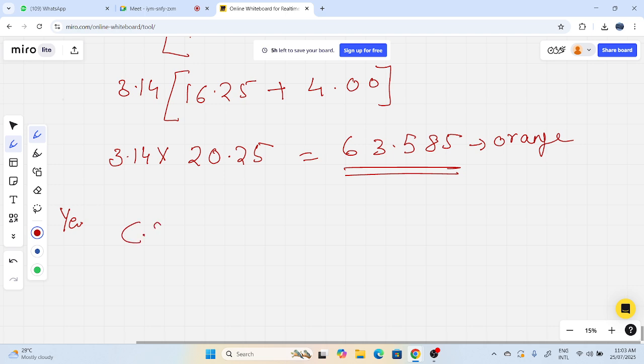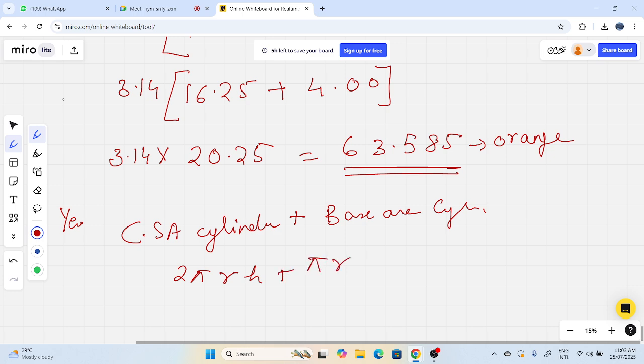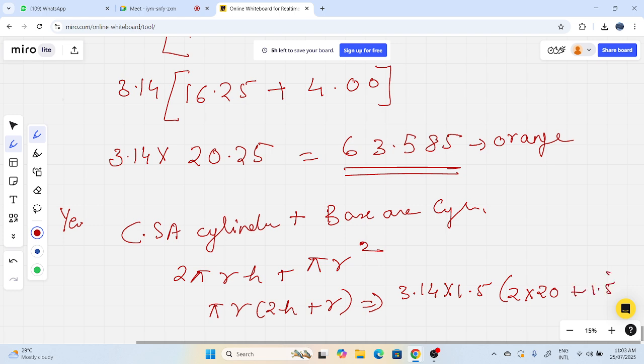Yellow portion is CSA of cylinder plus base area of cylinder. That is yellow. Yellow is easy. 2 pi RH. The R is the same for both of them. So you can take pi and R common, 2H plus R, and that is 3.14 into R is 1.5, 2 into H is 20 plus 1.5.